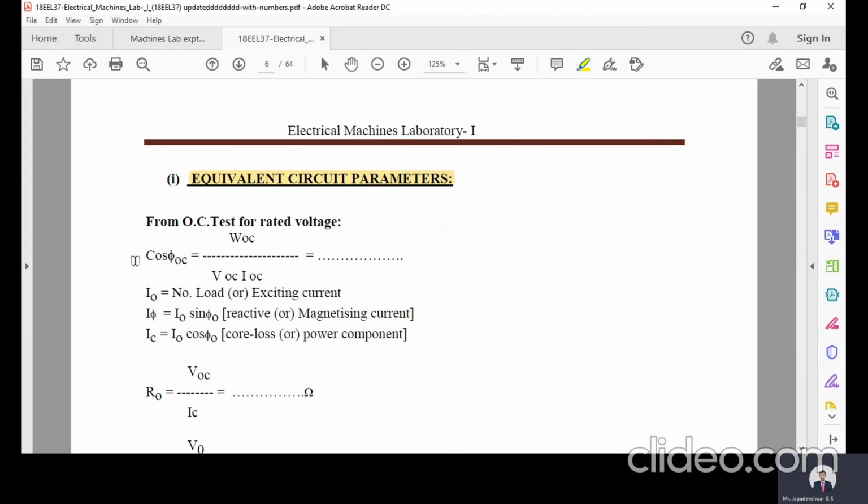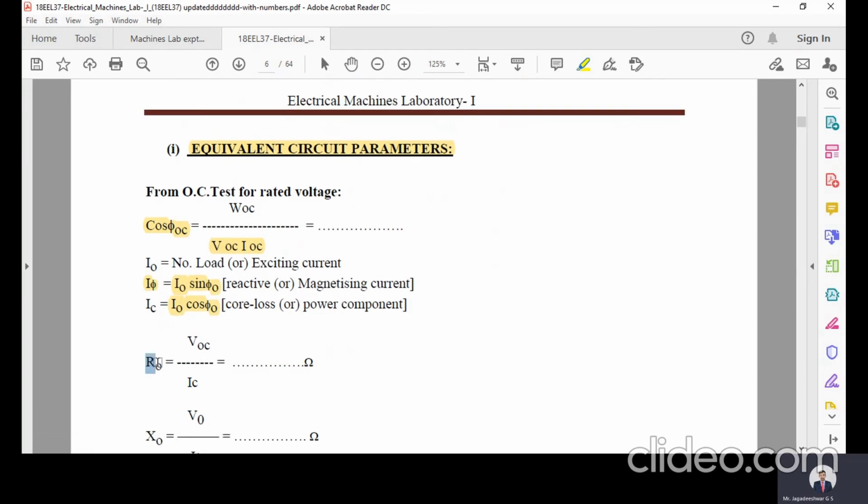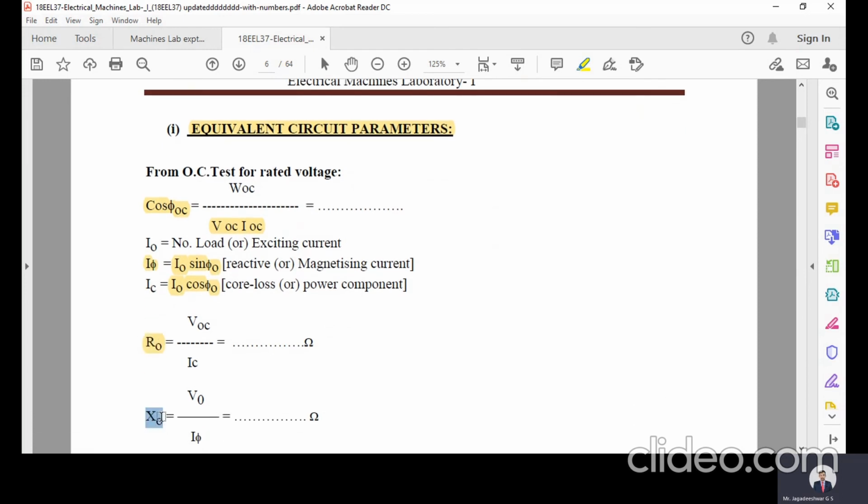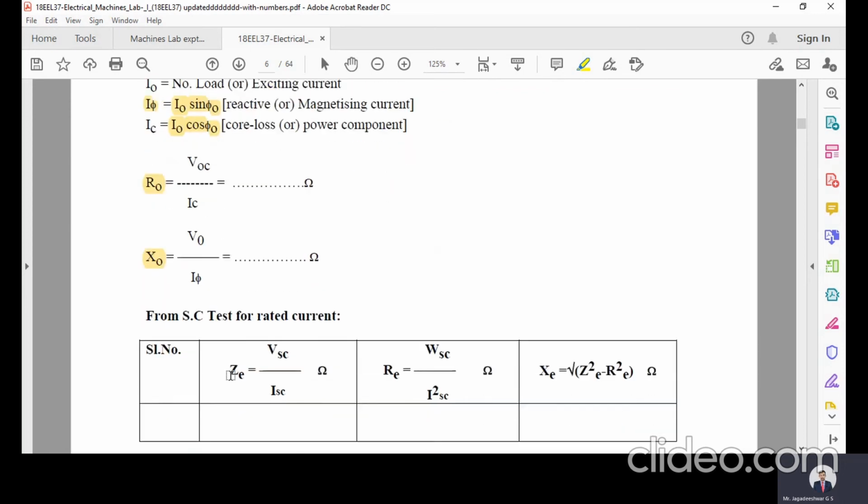So from the OC test, you will get cos phi naught, that is WOC divided by VOC into IOC. So no load current is nothing but the current which is flowing through the transformer when there is an open circuit. So I naught is made of the magnetizing current, I phi, and the core loss component, IC. So I naught is equal to I phi plus IC. I phi can be calculated as I naught into sin phi naught. IC can be calculated as I naught into cos phi naught. Once you get these values, then you can calculate R naught and X naught. So these are the shunt components of the transformer.